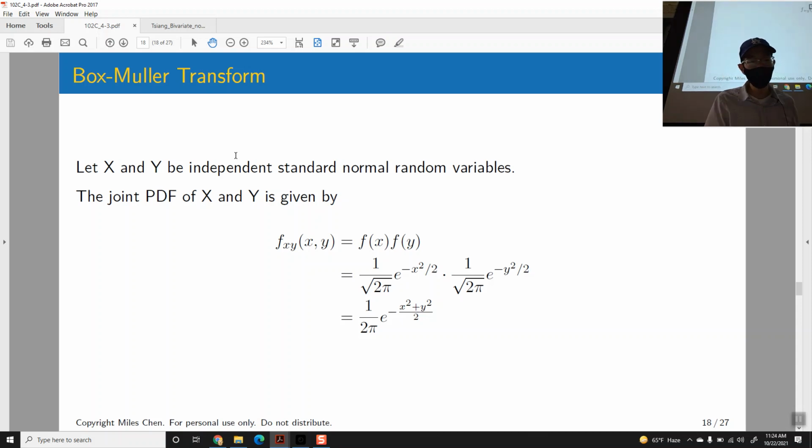So we're going to say the joint distribution of x and y is the product of two independent distributions. So we've got the joint distribution of x, y is the product of f of x and f of y. Here I've got the PDF of the standard normal, 1 over root 2 pi e to the negative x squared over 2, times the PDF of the standard normal, this time for y. Therefore when I combine these, I get 1 over 2 pi e to the negative x squared plus y squared over 2.